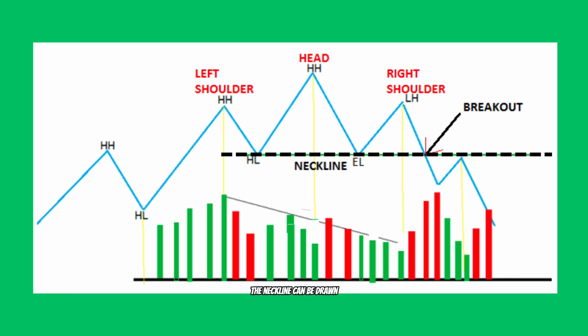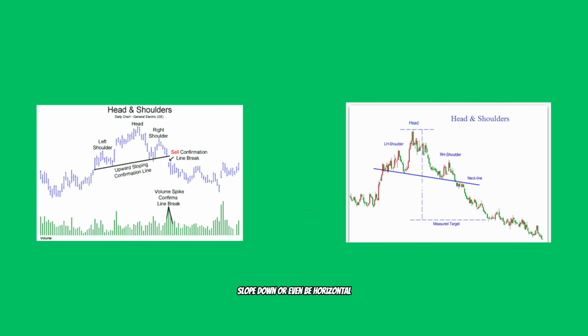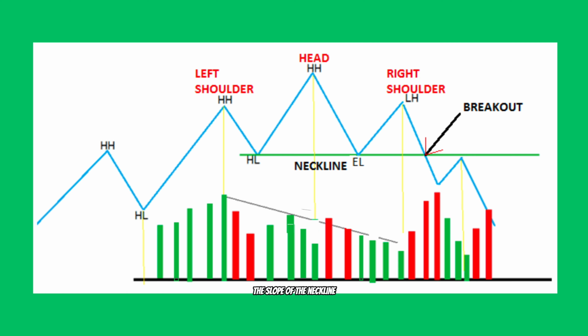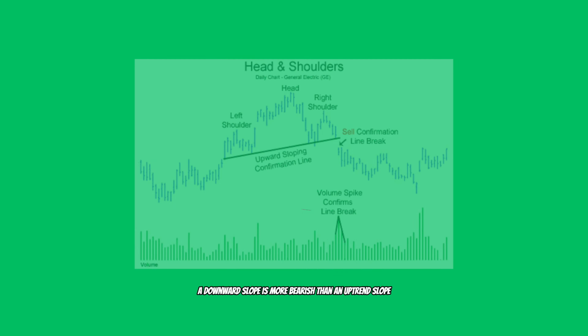The neckline can be drawn by connecting both the lower points of the left and right shoulders. The neckline can slope up, slope down, or even be horizontal. The slope of the neckline will affect the pattern's degree of bearishness. A downward slope is more bearish than an upward slope.